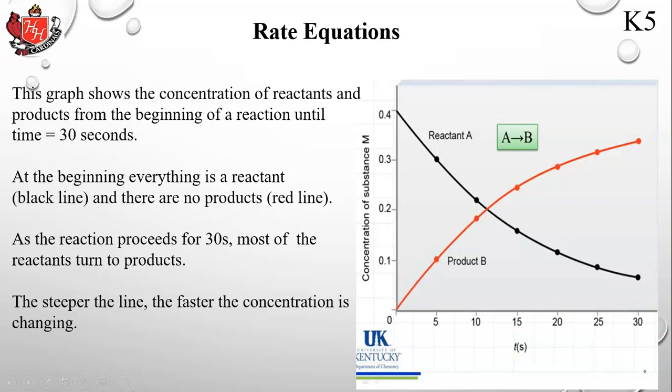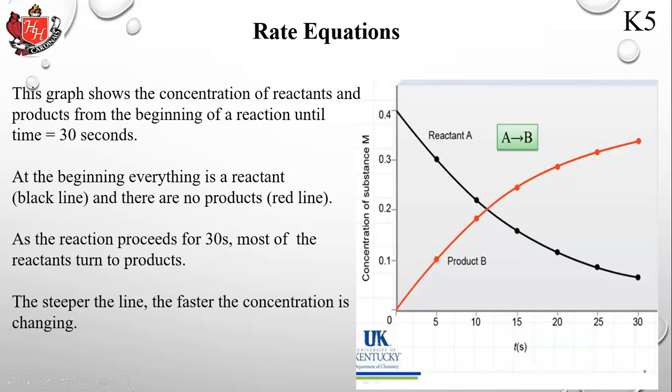As the reaction proceeds for 30 seconds, most of the reactants turn to products. You can see that they haven't all turned to products, and again, it may be that the reaction just stops right there and finds an equilibrium where you have some reactants and some products, or it could be it just hasn't had enough time. 30 seconds isn't enough time for it to complete the entire process of going from all reactants to all products. The steeper the line, the faster the concentration is changing.